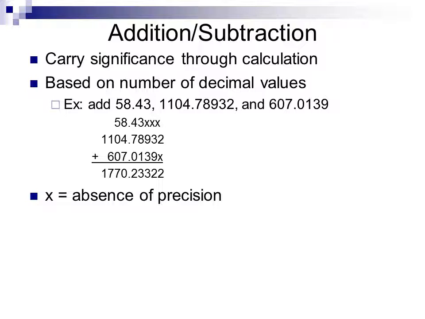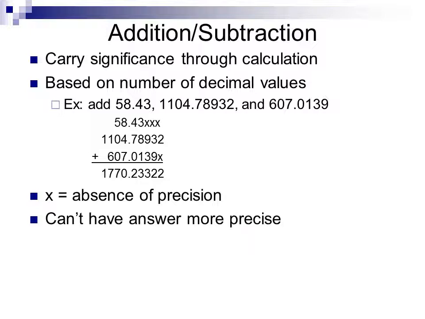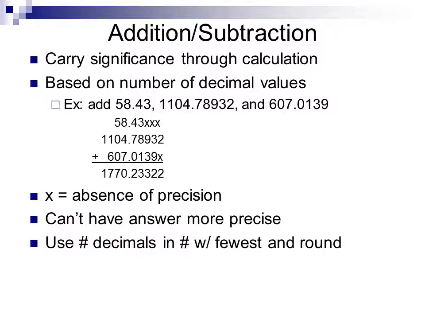So if we take these three numbers, put them in our calculator, we will get this answer. However, we are not able to calculate an answer which has greater precision than the values that went into it, because that would be ludicrous. It would be this idea that somehow we're able to know for certain what those x values are when we don't know their value. So the way that we will keep track of significance in an addition or subtraction problem is to limit the significance of our answer to the number of decimals in the number going into the computation, which contains the fewest decimals.